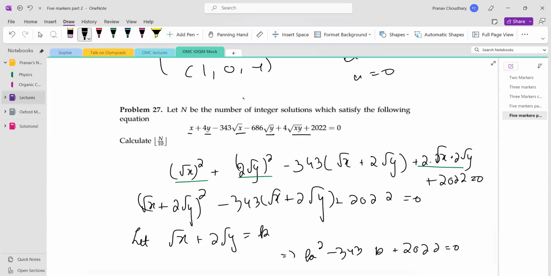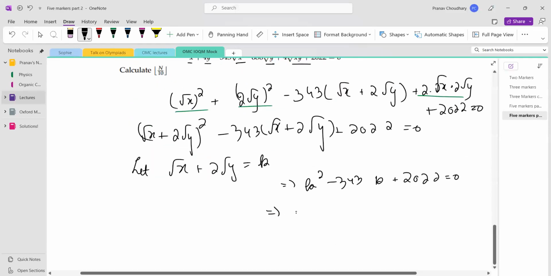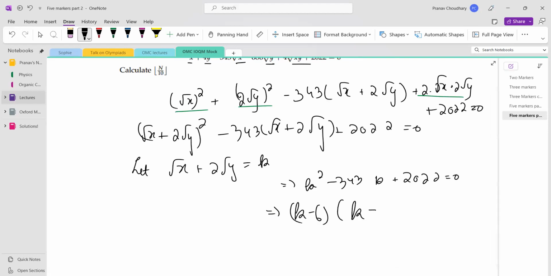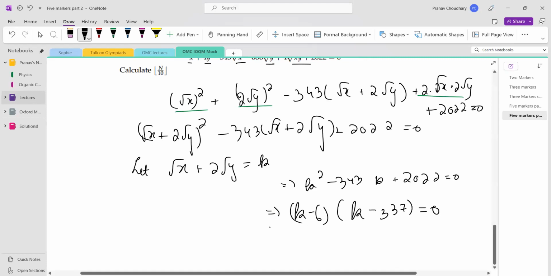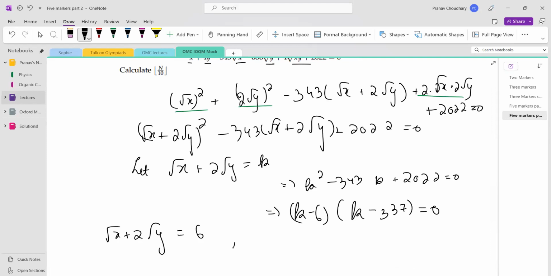Let me check the solutions of this equation. You can solve it using the quadratic formula. But okay, this implies (k minus 6)(k minus 337) is 0. So this means that root x plus 2 root y is either 6, or root x plus 2 root y is 337.